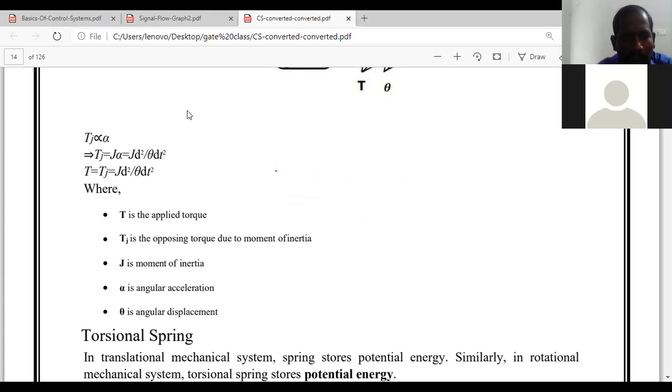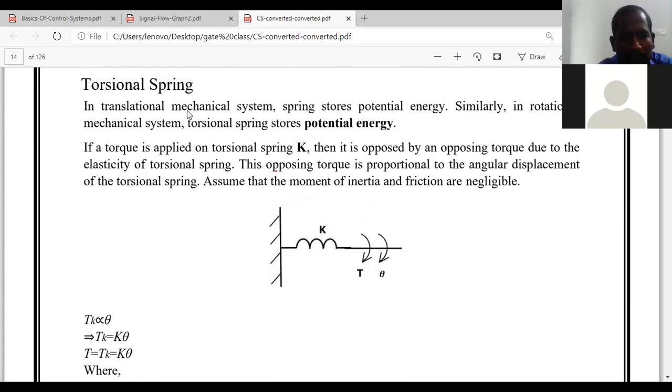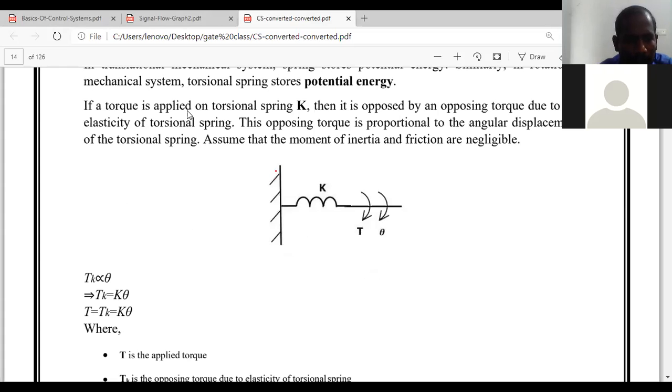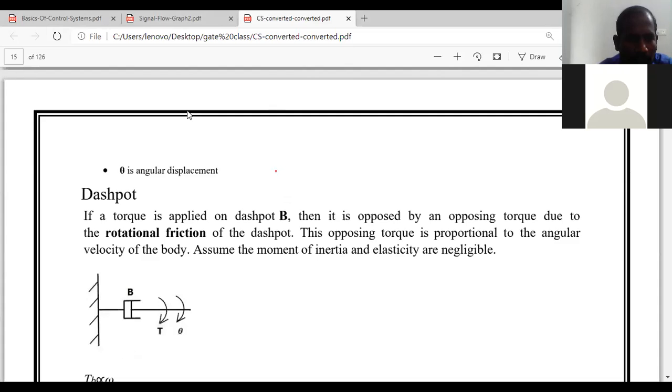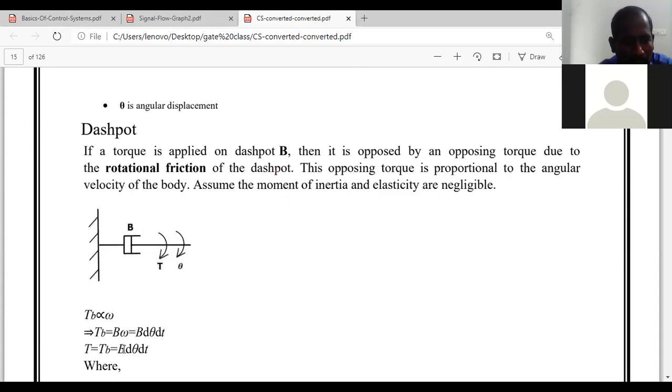And likewise for the torsional spring, K into theta. Likewise for the dashpot, TB is equal to B into omega. So omega is nothing but d theta by dt. Therefore it's B into d theta by dt.